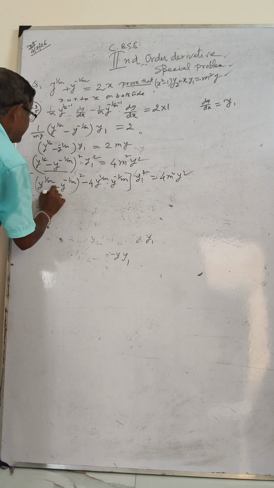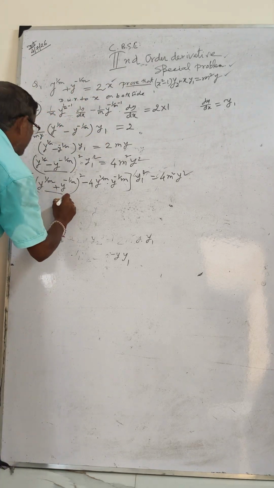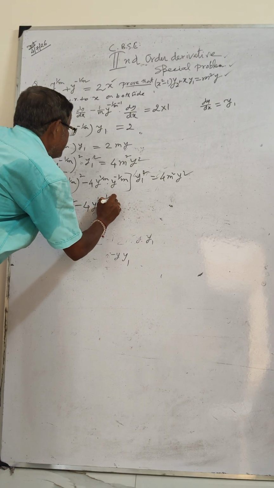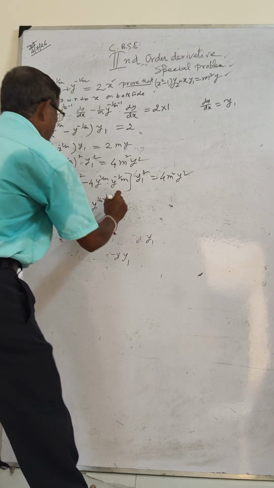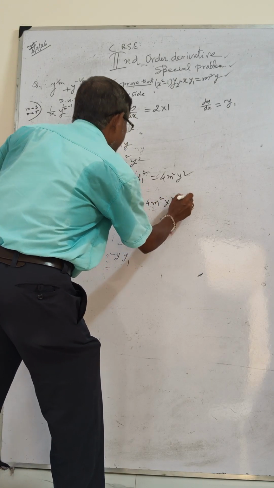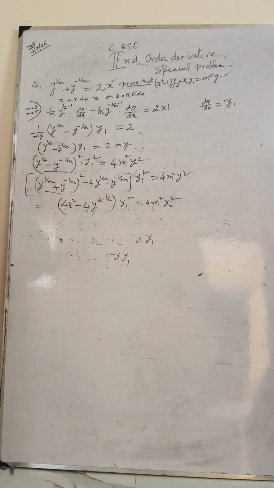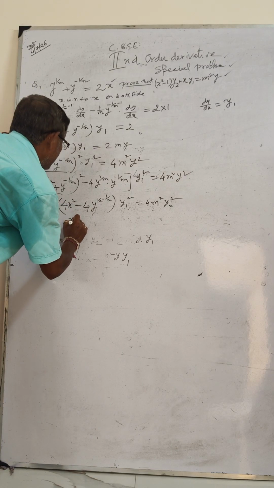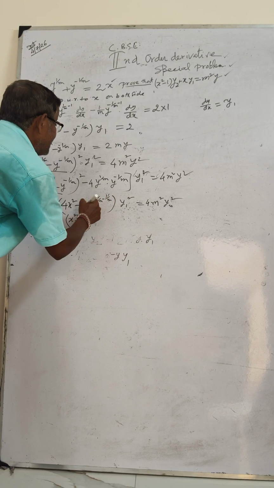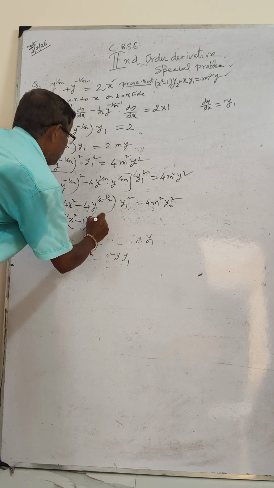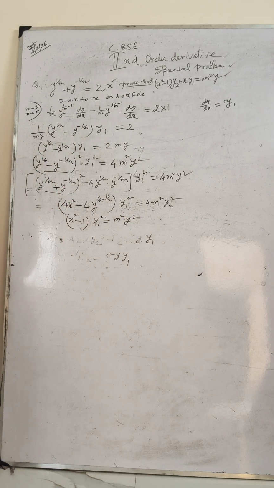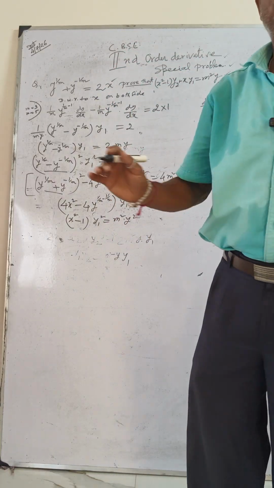Now that is given, that is 4x square minus 4 (y to the power 1 by m into y to the power minus 1 by m within the bracket), y1 square is equal to 4m square y square. Next line, if we divide both sides by 4, we get (x square minus 1) y to the power m cancelled, y to the 0, there is the 1, y1 square is equal to m square y square. 4 is cancelled from both sides.